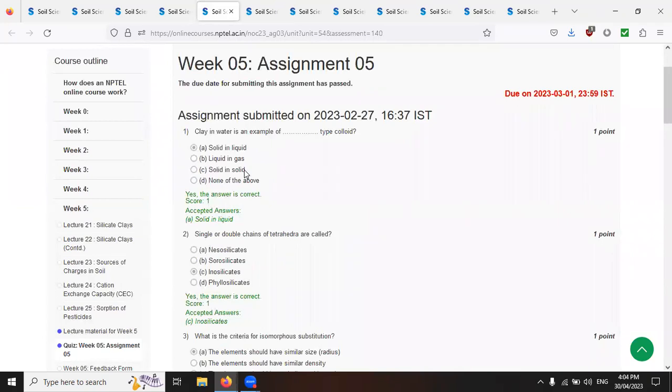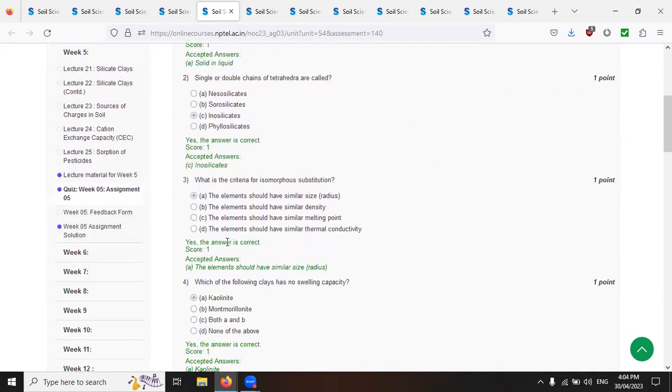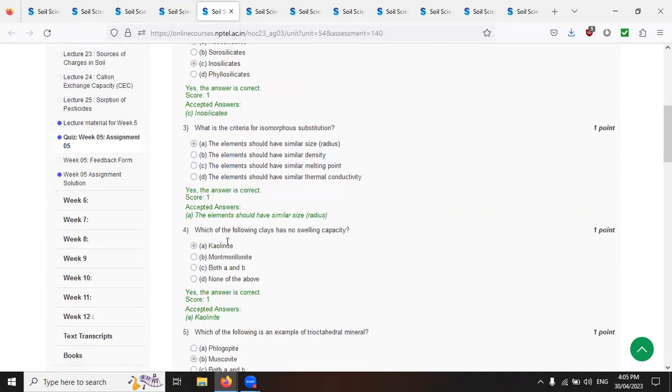Clay and water is an example of what type of colloid? Is it a solid, a liquid? It's a solid in liquid. Single or double chains of tetrahedra are called mesos, soros, inos, or phyllosilicates. It's inos. What is the criteria of isomorphic substitution? Well, the elements must be the same size for them to exchange in the clays. Which of the following clays have no swelling capacity? Well, which one's a 1-to-1? Is it kaolinite or millerite? It's kaolinite.